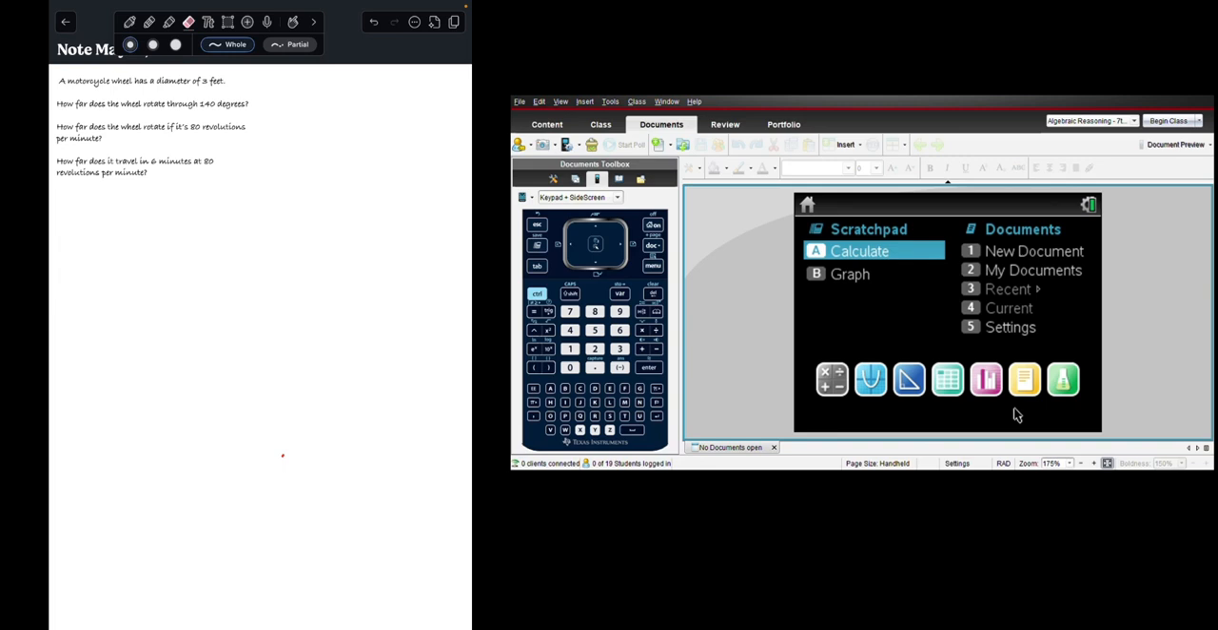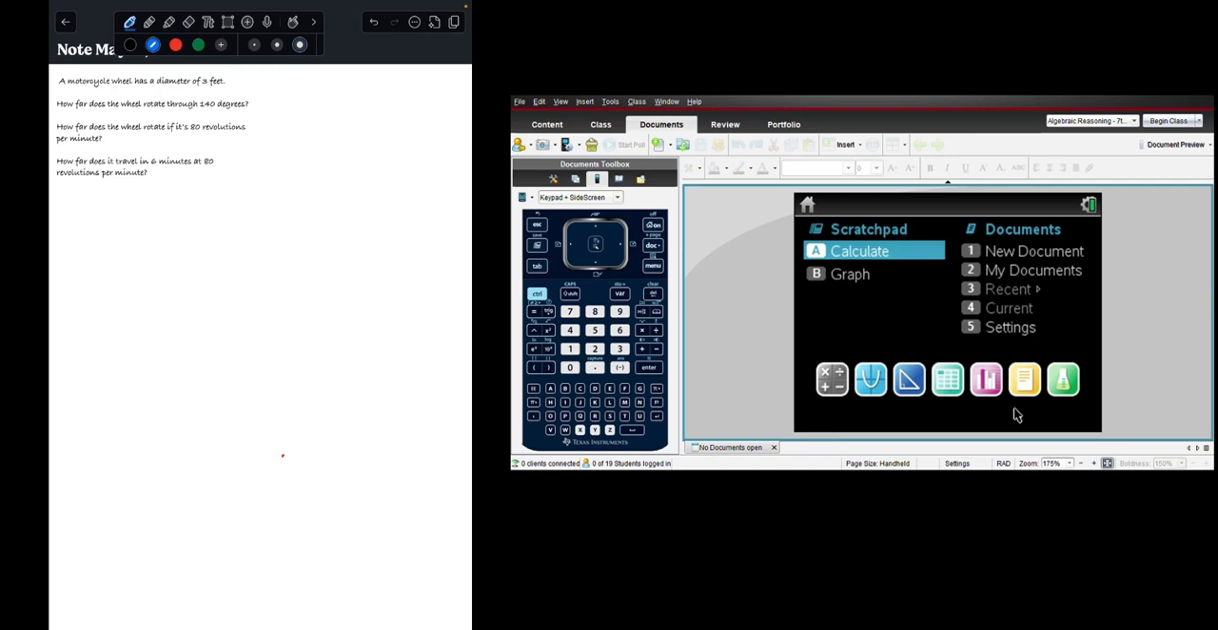But this first problem we have here says: a motorcycle wheel has a diameter of 3 feet. How far does the wheel rotate through 140 degrees? And how far does the wheel rotate if it's 80 revolutions per minute? And how far does it travel in 6 minutes at 80 revolutions per minute? So let's focus on this one step at a time.